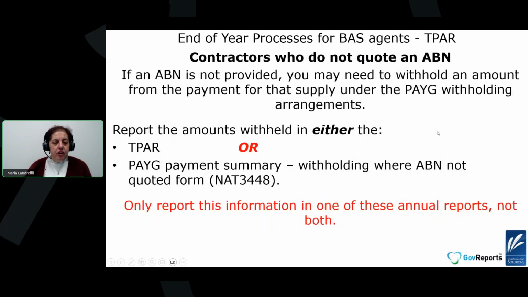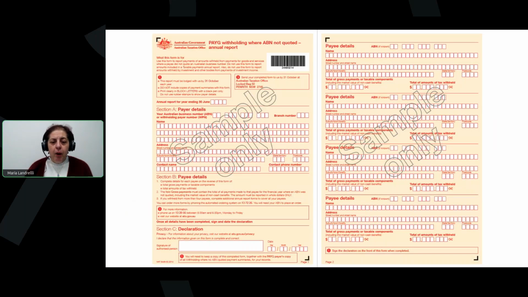So as I said, you either do a TPAR or a payment summary where the ABN is not quoted. So you only do one or the other. You don't do both of them. If you've got an ABN and they fall under TPAR, you would go to TPAR. If they don't provide you an ABN and you do a withholding, then you do the PAYG payment summary where you've withheld for no ABN quoted. And that's an example of the form that you would need to complete if they haven't quoted an ABN.